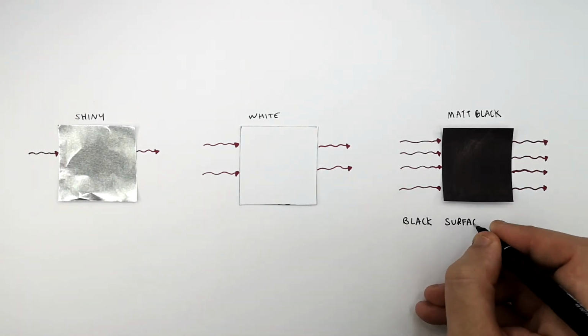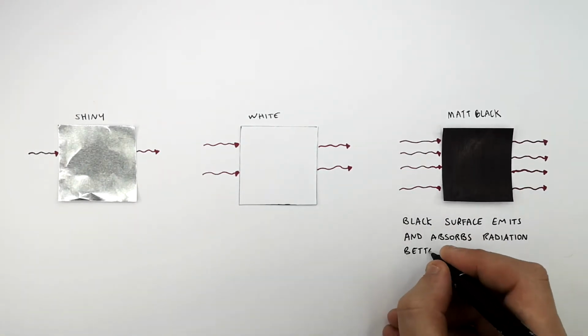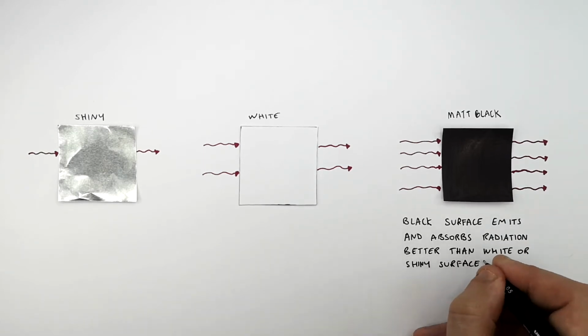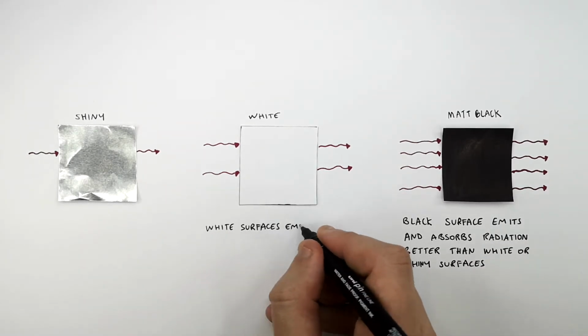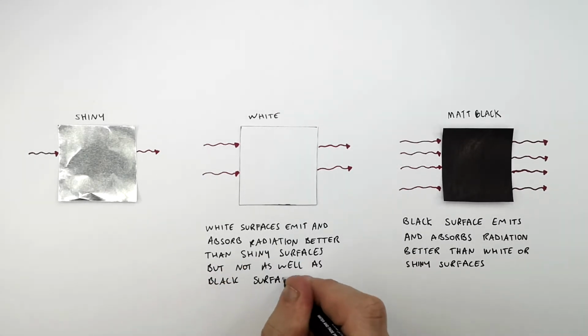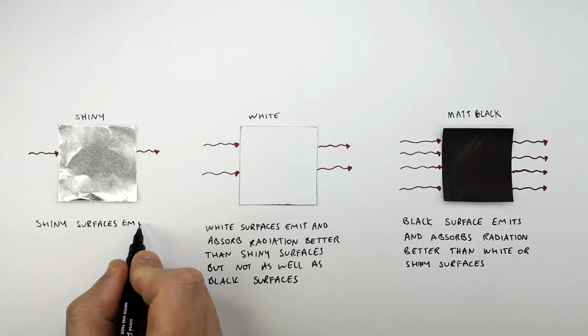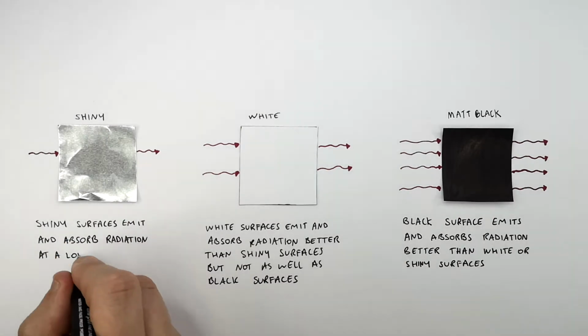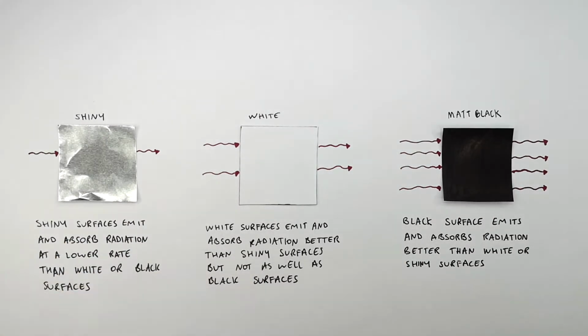So a black surface emits and absorbs radiation better than white or shiny surfaces. White surfaces emit and absorb radiation better than shiny surfaces, but not as well as black surfaces. Shiny surfaces emit and absorb radiation at a lower rate than white or black surfaces.